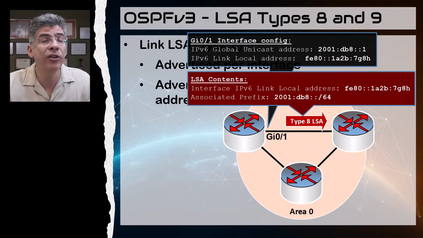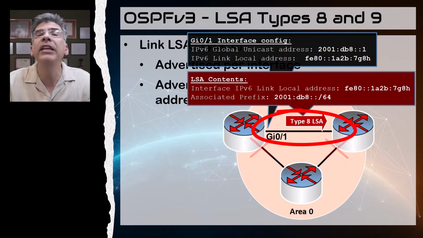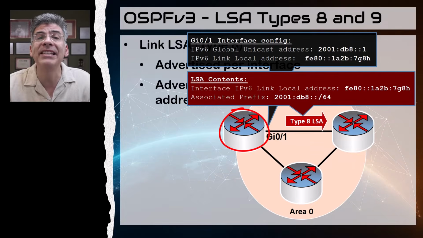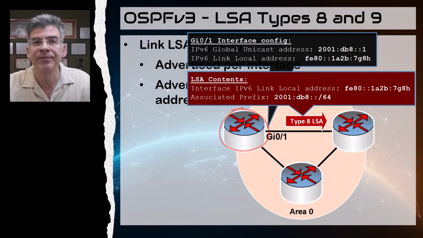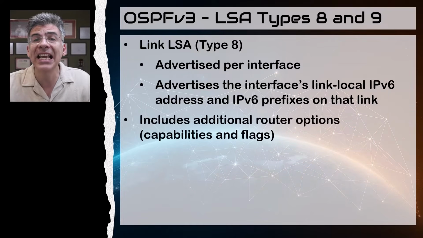It does not include any topology information. Also, you can see that Type 8 LSAs are not flooded throughout the area. They remain only on the link within which they were sent. By sending Type 8 LSAs, this router informs its neighbor about the prefixes on that specific link. Now, the Type 8 LSAs also include some more information that has to do with router options and capabilities, which are indicated using a set of flags.